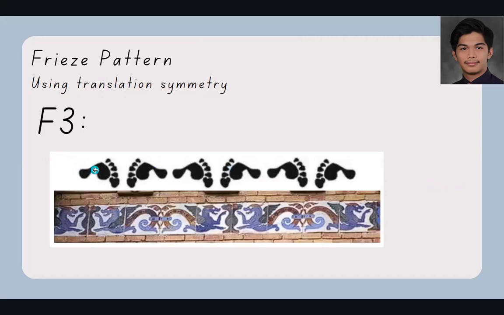As for the third frieze group, this contains translation and vertical reflection symmetries. Here in the vertical reflection, this figure, or should I say motif, is reversed into this one. And then after that, it will actually create another translate.